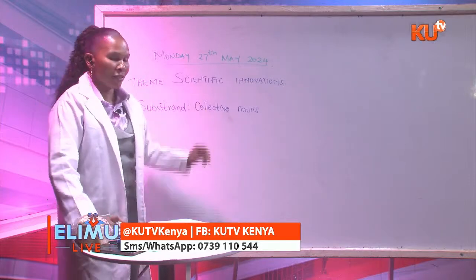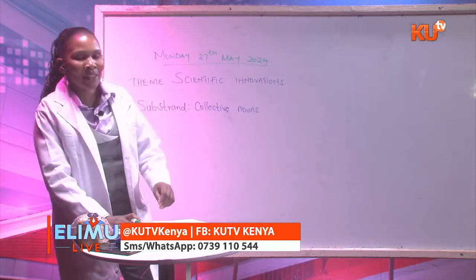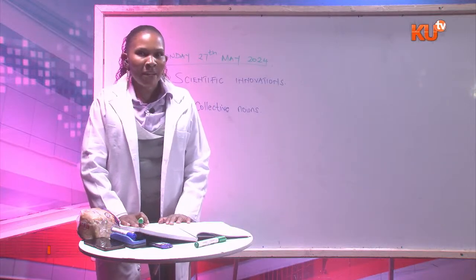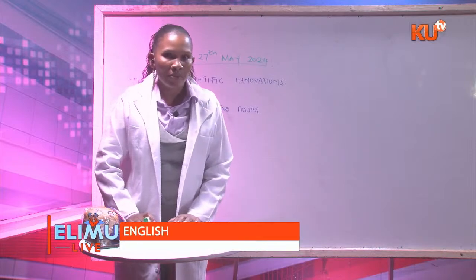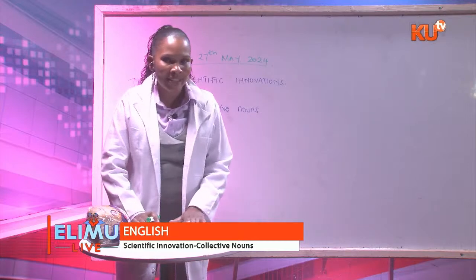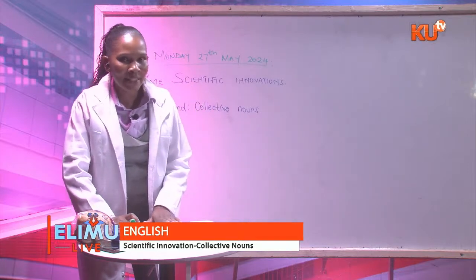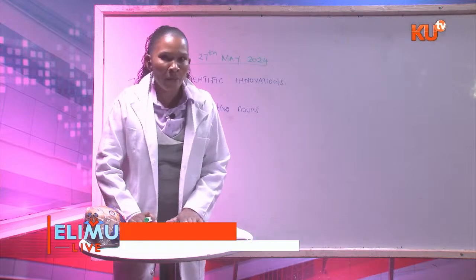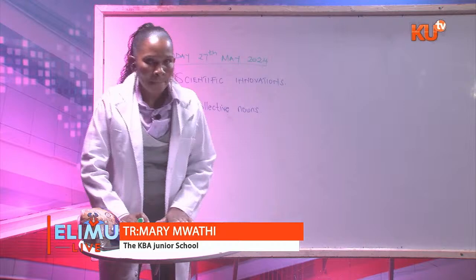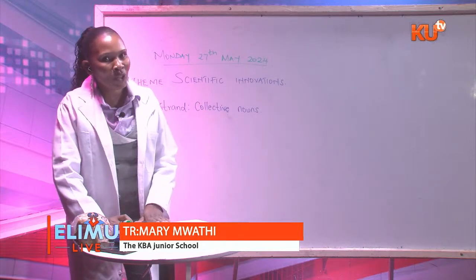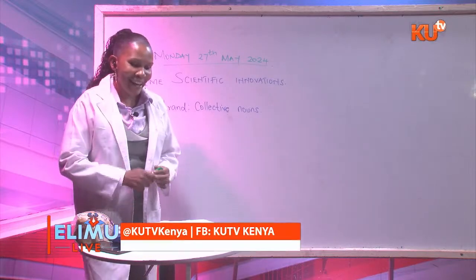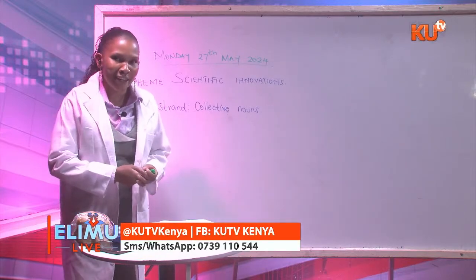Under the theme Scientific Innovations, the sub-strand is collective nouns. We shall start by knowing what nouns are. Nouns, as we all know, are naming words. A name of a place, a name of a thing, or a name of a person. That is a noun. Let's go to the types of nouns that we know before we go to our sub-strand, collective nouns. Number one, types of nouns.